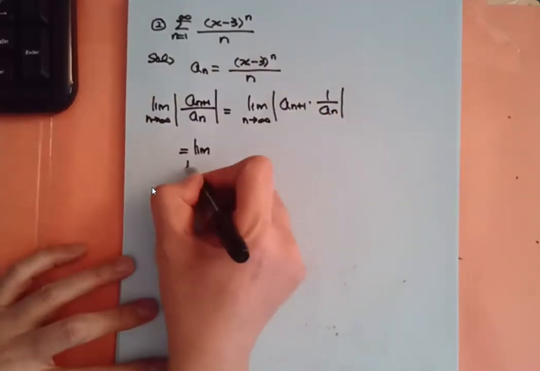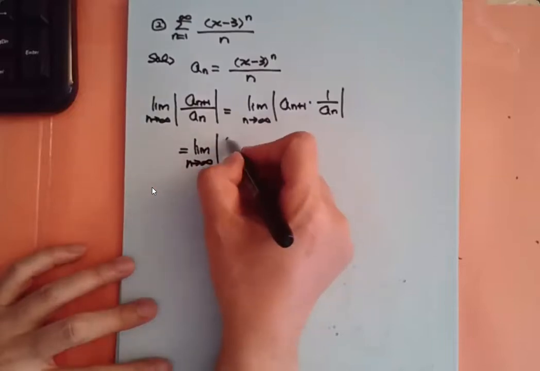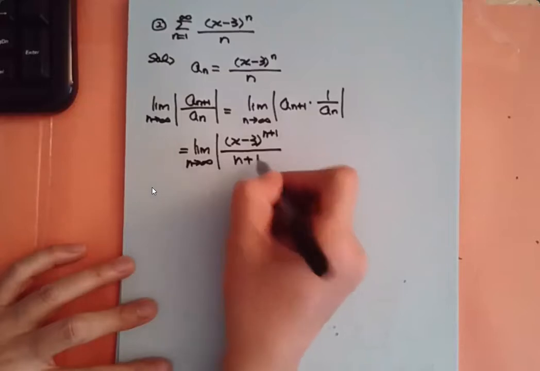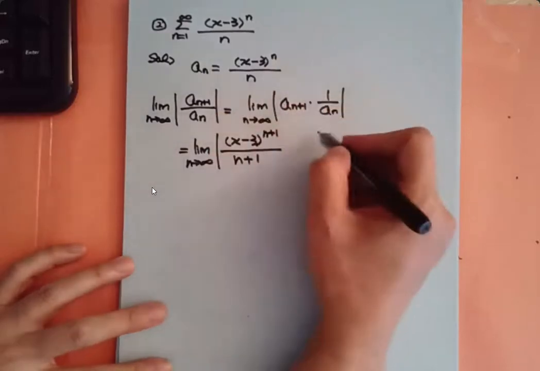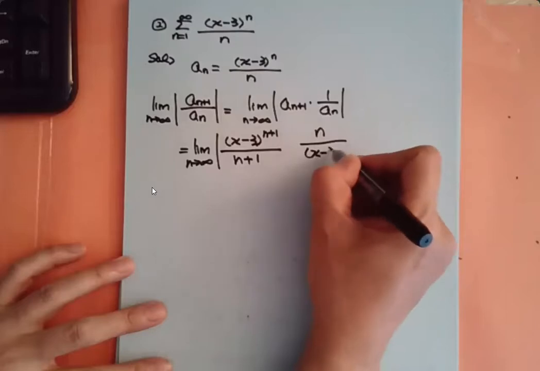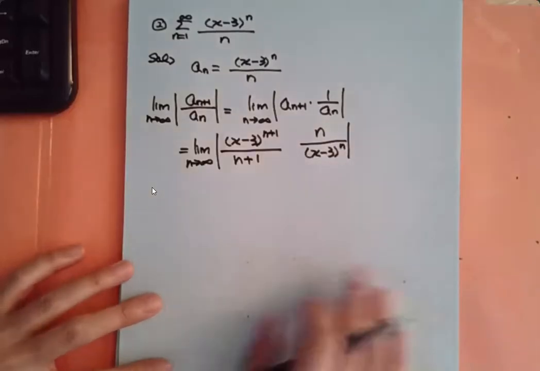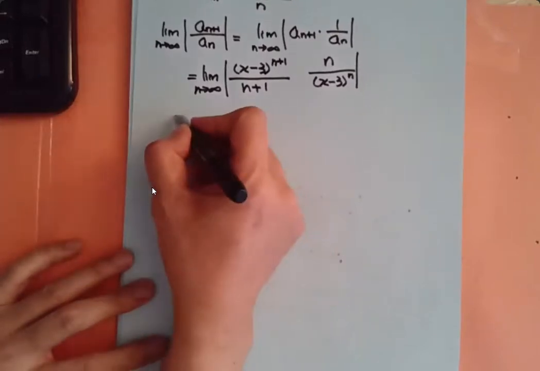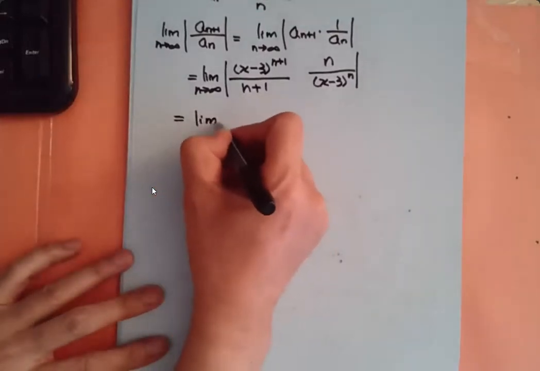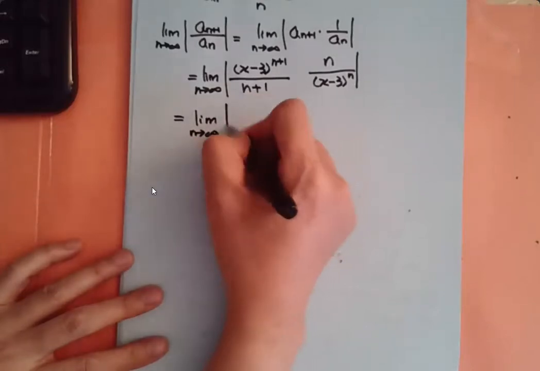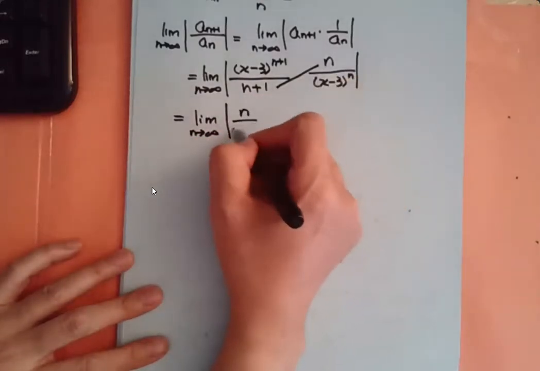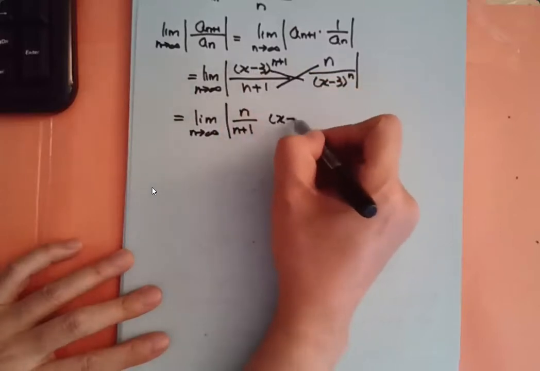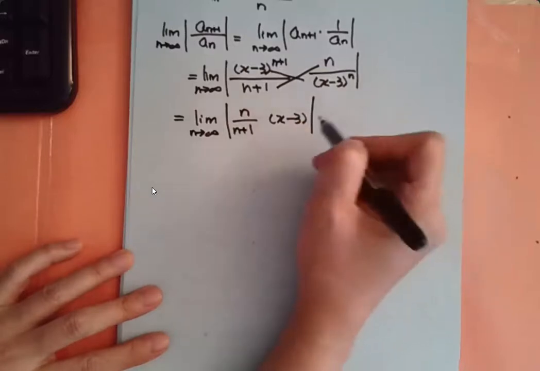So, limit as n goes to infinity, a_(n+1) is (x minus 3) to the n plus 1 over n plus 1. And then 1 over a_n is n over (x minus 3) to the n power. So the limit as n goes to infinity, these two combined, gives n over n plus 1. And of course, when you combine these two, you will get x minus 3, right?